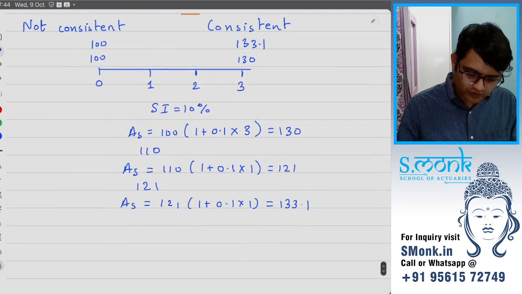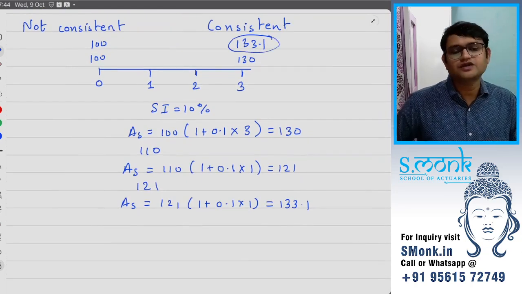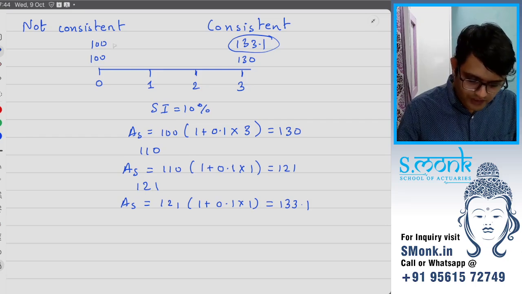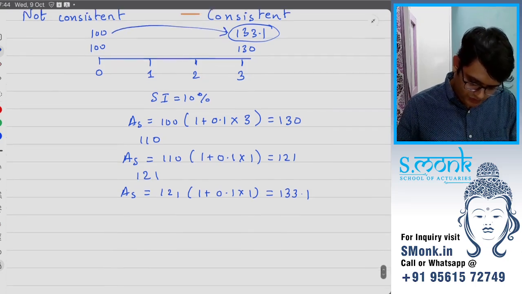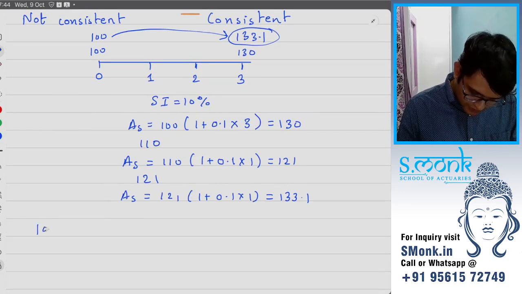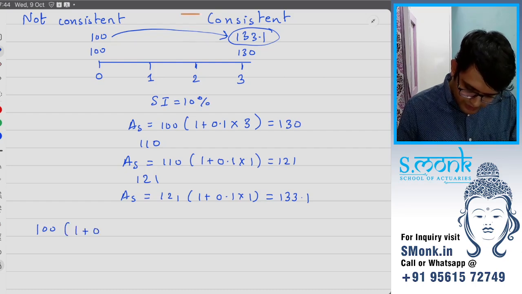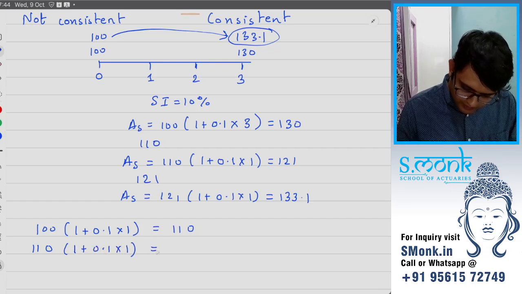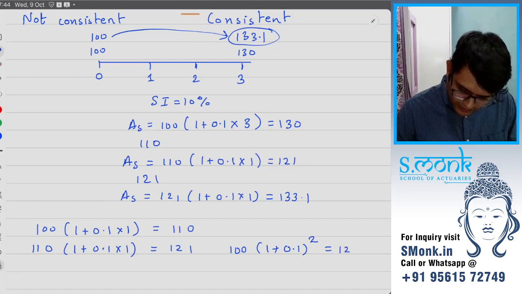So what you would say is, how do we calculate how much money we should get after 3 years if we directly say from here to here? You'll say, okay, the first year we'll calculate 10% simple interest. So 100 rupees, 10% simple interest, 0.1 into 1 gives me 110. Then this 110, 1 plus 0.1 into 1 is 121. So I can write this as 100 into (1 plus 0.1) squared is 121, right?